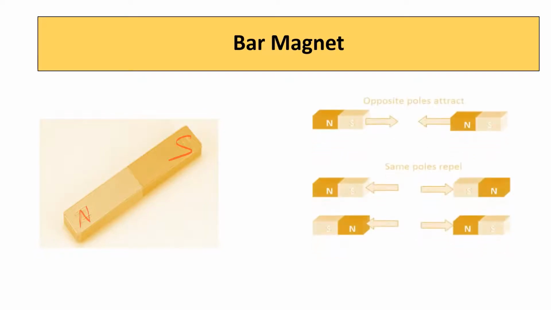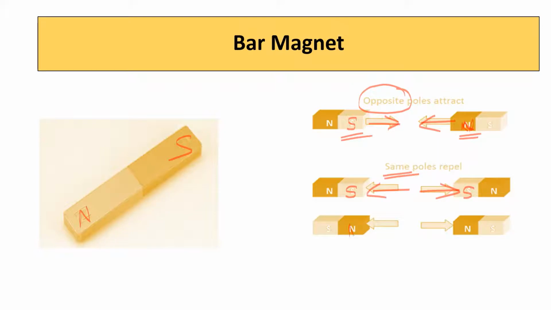You look at this diagram. Here the south pole and the north pole are unlike poles. One is south and one is north. They are opposite. Unlike poles, they will attract each other. But here this is south pole and this is south pole. They are same poles or like poles. Like poles means they will repel each other.